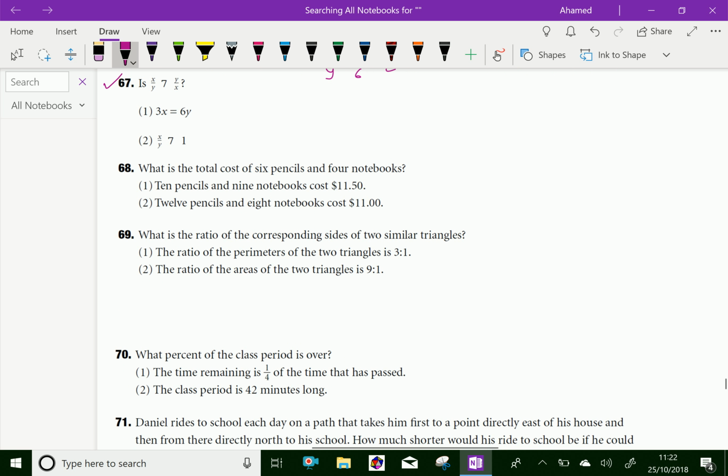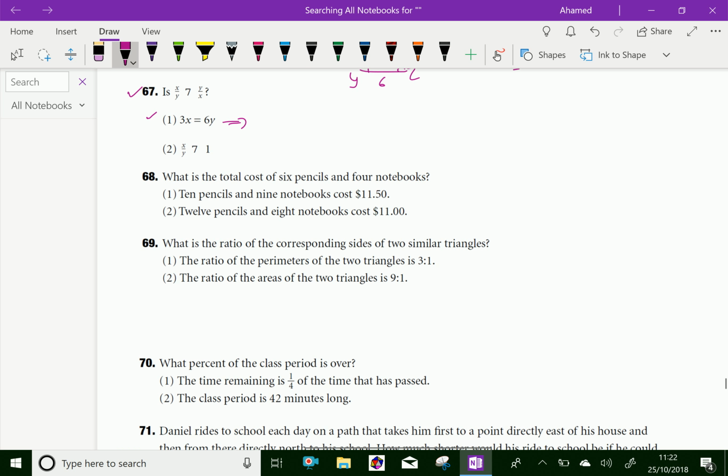Next, here: is x over y greater than y over x? This is the question. The first statement is 3x equals 6y. From that, by cross multiplying, by ratios we can find x over y equals 6 over 3, that is x over y is 2. Similarly y over x equals 3 over 6, that is 1 over 2.